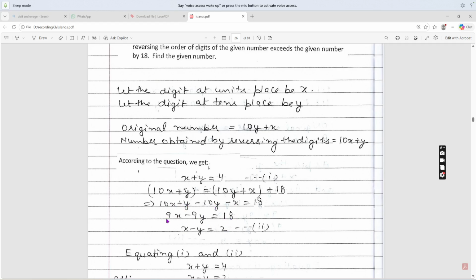Now we are going to divide the entire equation on both the sides by 9, which is the common factor of all. So here 9 divided by 9 is 1, 9 divided by 9 is 1, 18 divided by 9 is 2. So x minus y is equal to 2. So first equation is this, second equation is this.